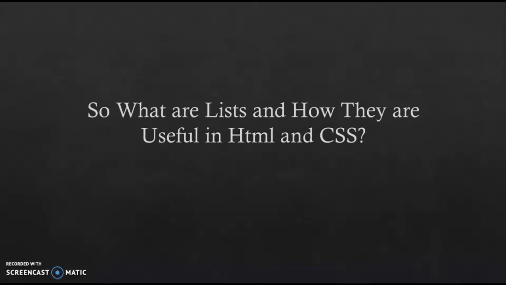To start with, what are lists and how are they useful in HTML and CSS? Lists are a way of organizing sets of data or thoughts into a simple and concise manner. For the rest of this video, we'll look at the different types of lists and other ways lists can be useful in web design.